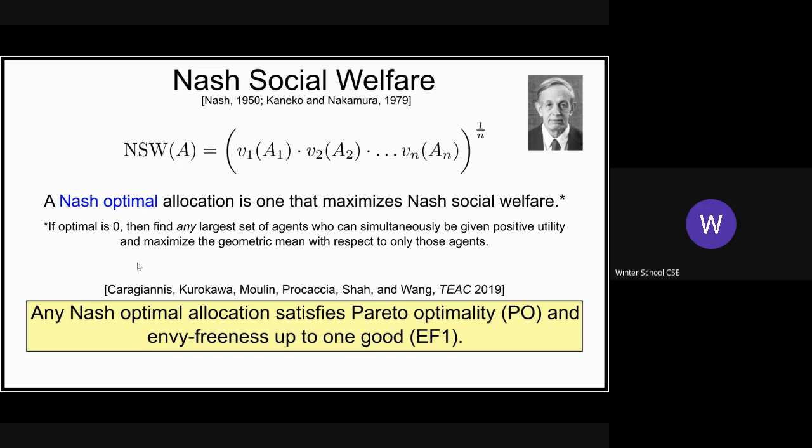Okay, great. So I think existence is resolved, right? This is for additive valuations, by the way. But now the computation question still remains. Sure, you have shown me that an EF1 and PO allocation always exists, but how do you find one?